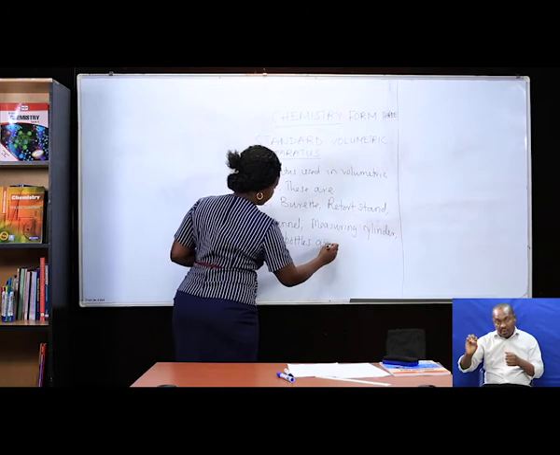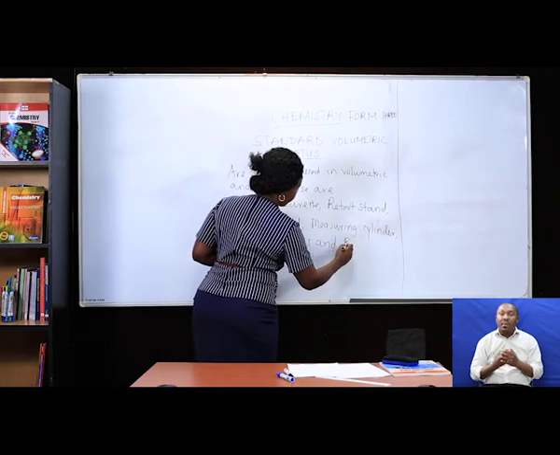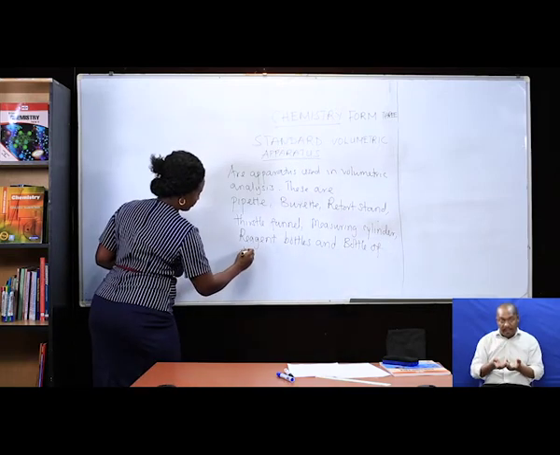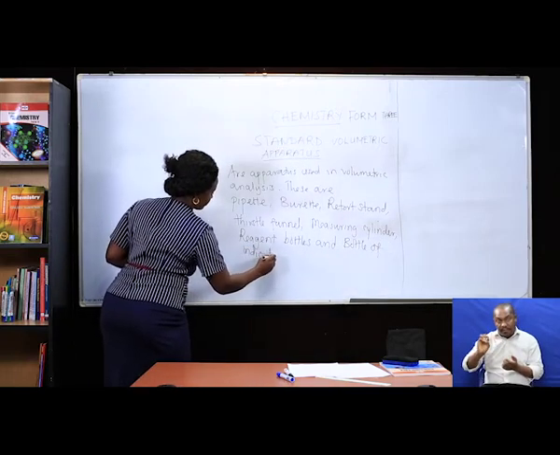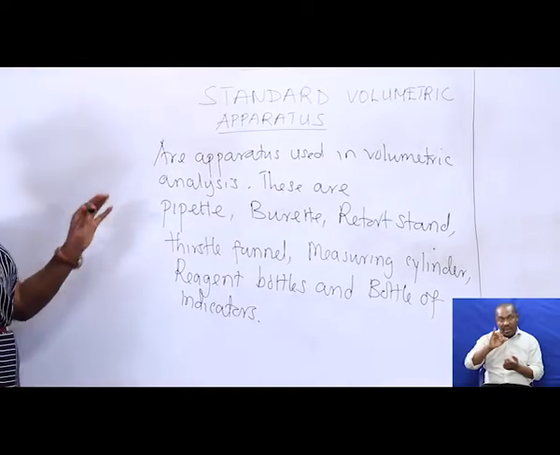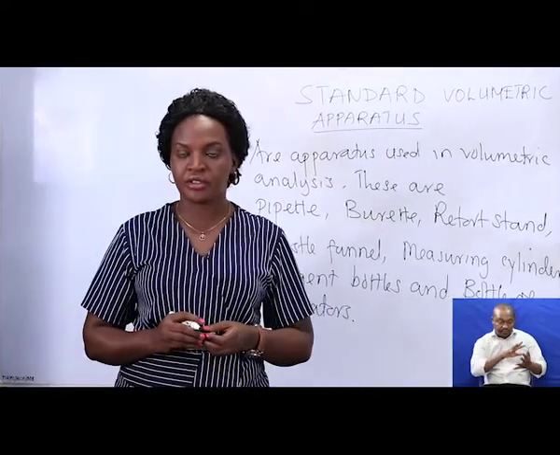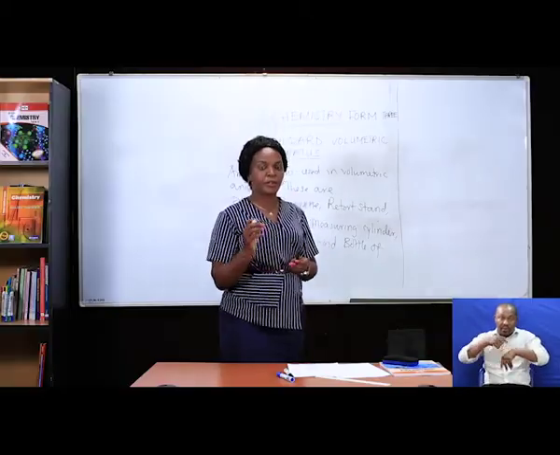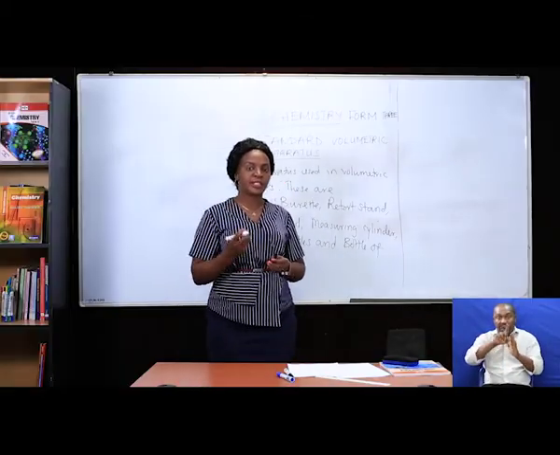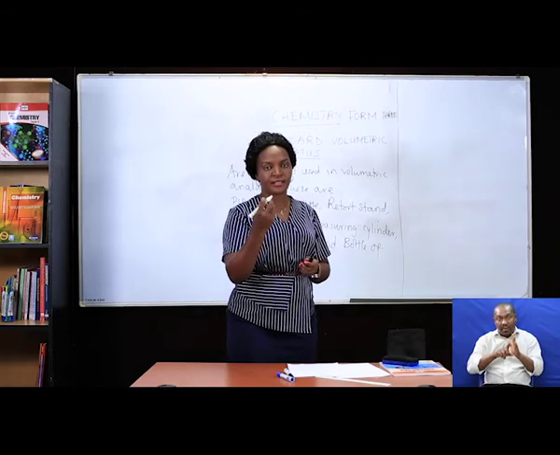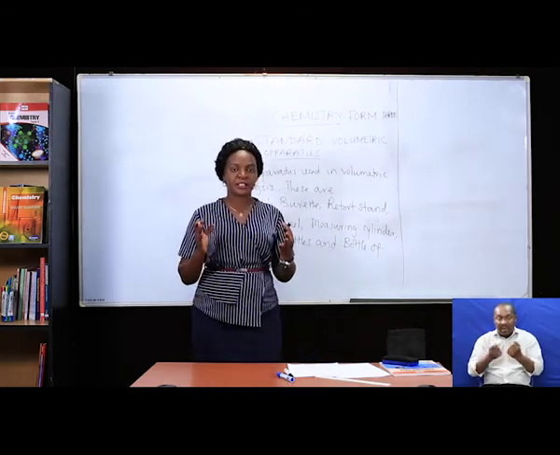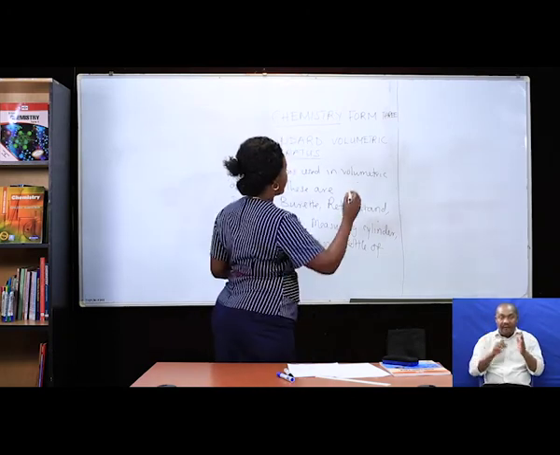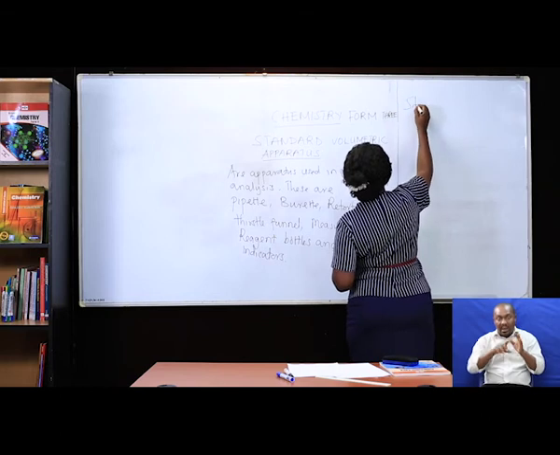And the bottle of indicator. So these are the apparatus that you're going to use during a volumetric analysis experiment. But before we see how we use them, we need to know what a standard solution is. There are some terms that are used in volumetric analysis, and these include standard solution.